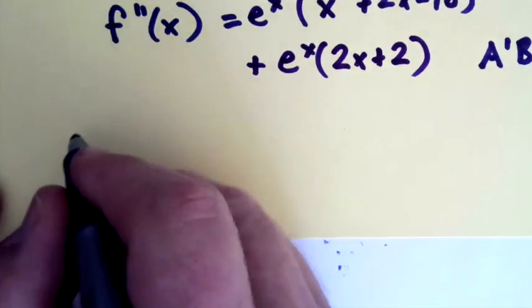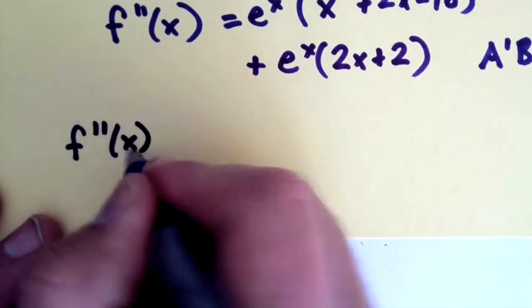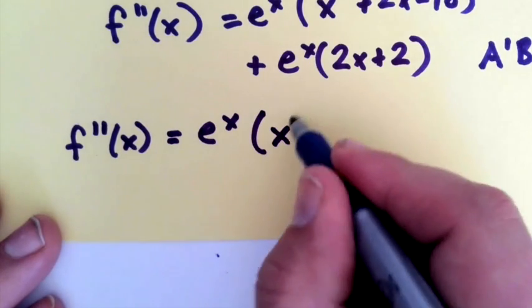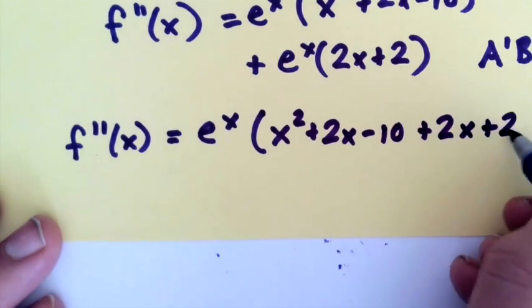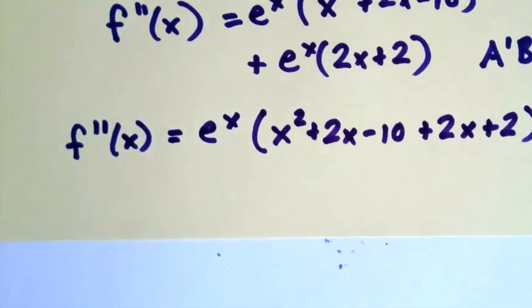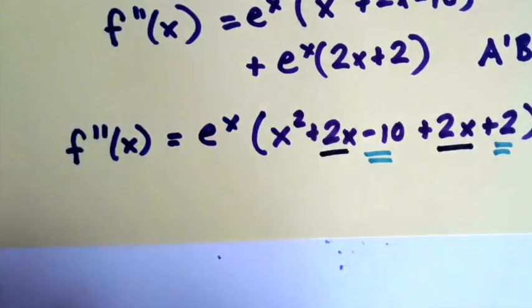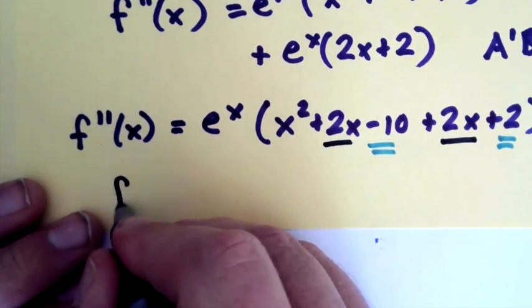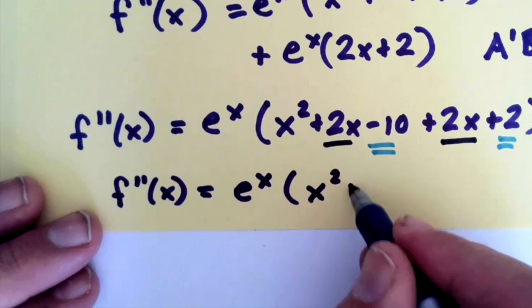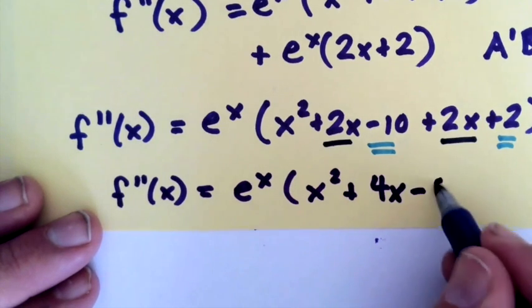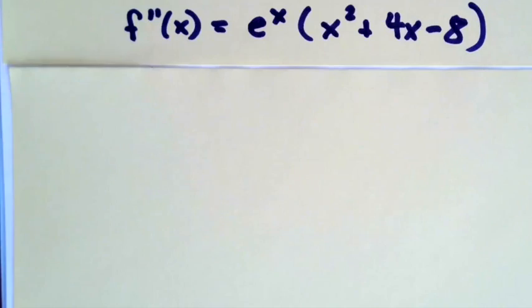Now again, it's helpful to me to factor out the e to the x, and I have x squared plus 2x minus 10 plus 2x plus 2, and I can combine some like terms here. I could simplify my f double prime of x here to be e to the x times x squared plus 4x minus 8. I'm going to try to go through my sign chart process here.